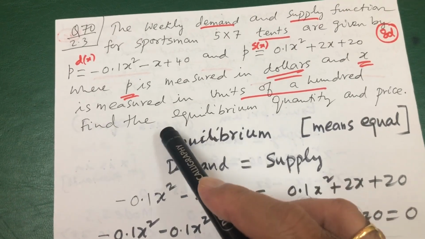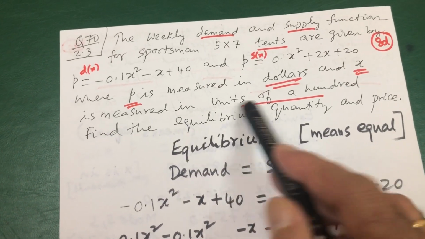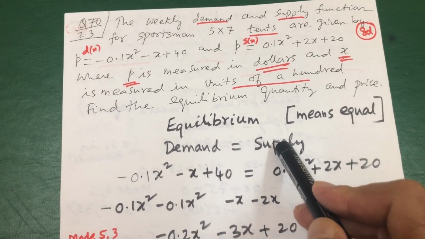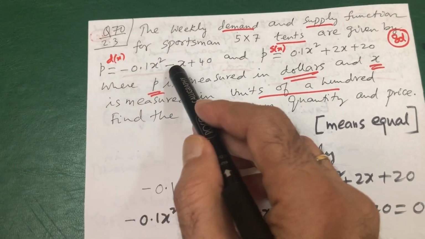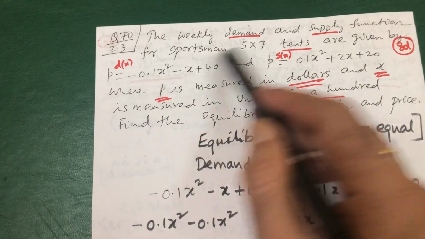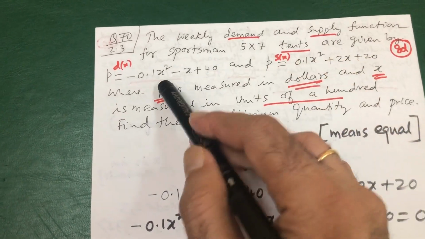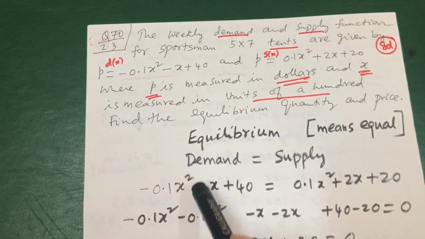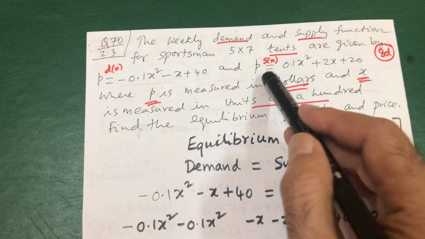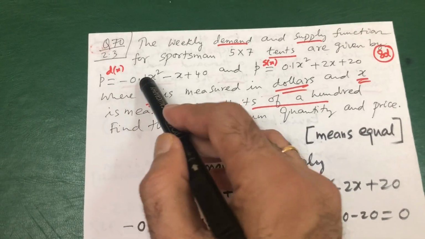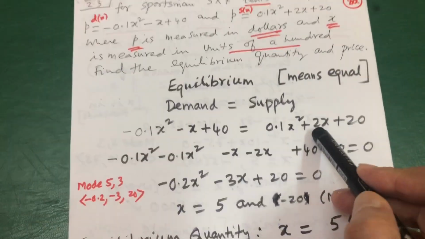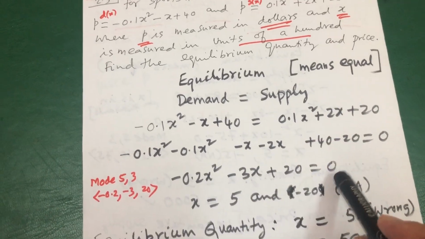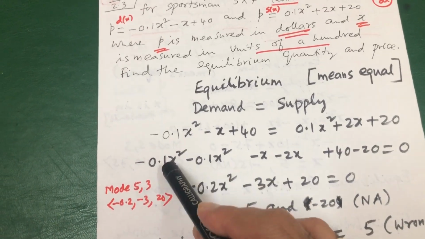First, let us find the equilibrium quantity. What do we mean by equilibrium? It means equal: demand is equal to supply. See this? The first one is the demand equation and the second one is the supply equation. The demand equation I write here is equal to the supply equation I write here. Demand equation is dx, supply equation is sx. Whenever you see x square, bring everything to the left and make it equal to 0. So this is 0.1 x square.